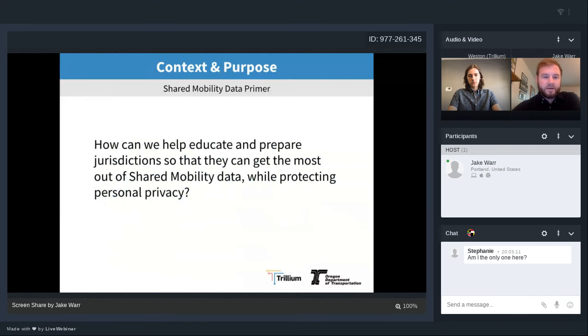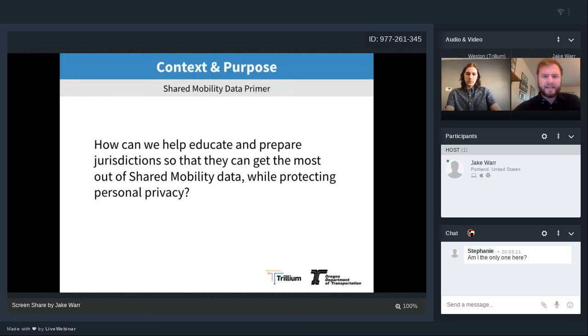So really the question was, how can we help educate and prepare jurisdictions so that they can get the most out of this data? And a key piece is doing so while protecting personal privacy, because that is such a huge concern with any data that has to do with travel, with where people are located and where they're picking up vehicles. That can really reveal a lot about people's day-to-day activity, which could be used for nefarious purposes.